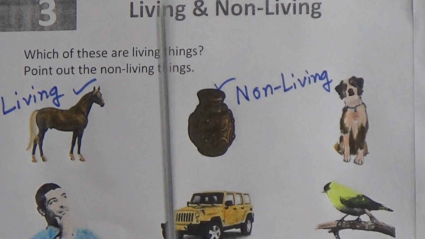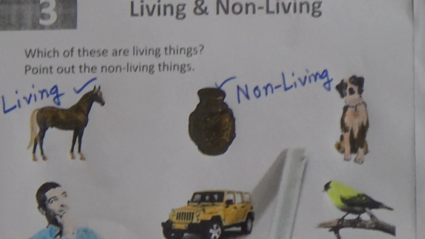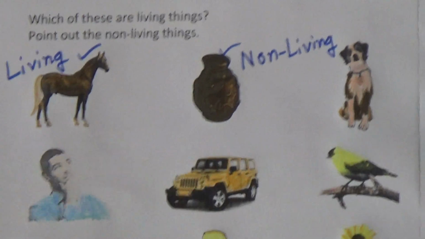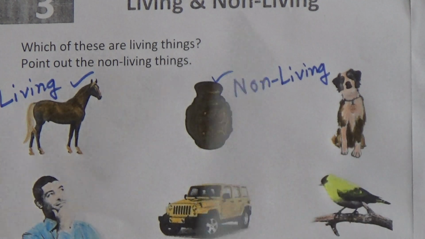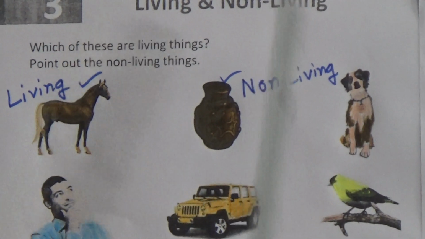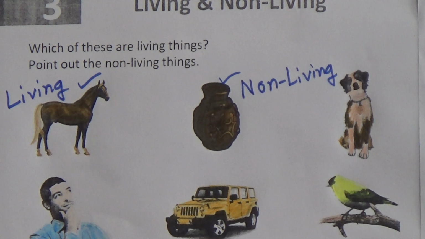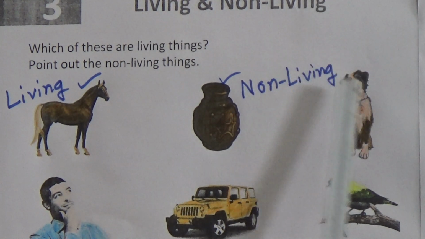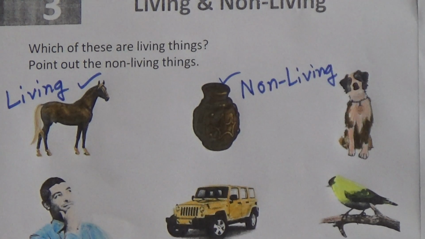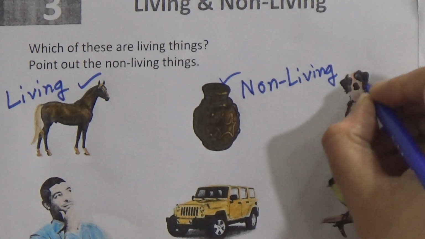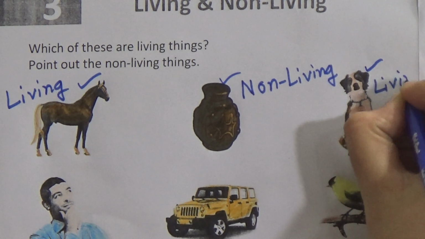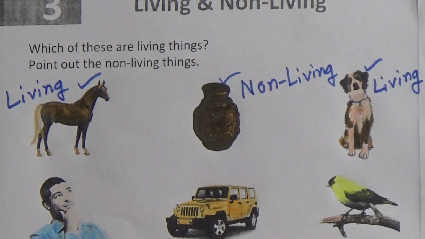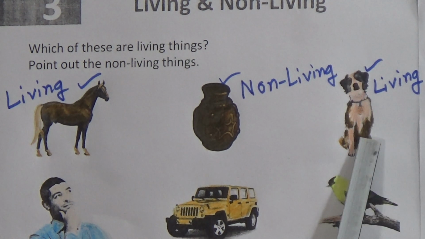Now the next picture is a dog. We know a dog is also a living thing because it can take food, it can move and it can take breath. So a dog is a living thing also. So we will write here living.